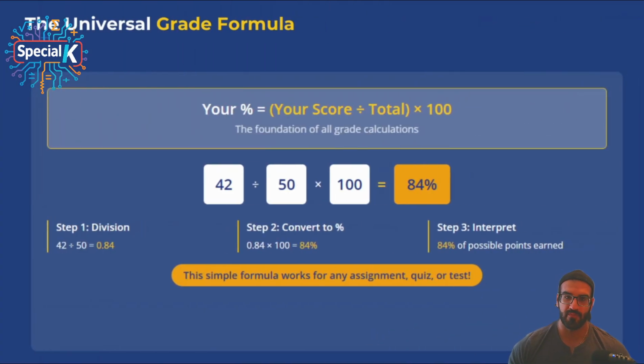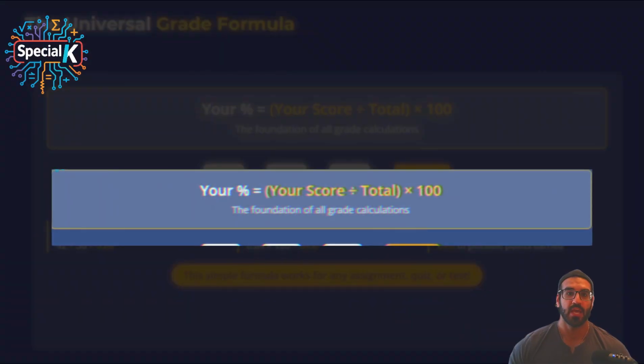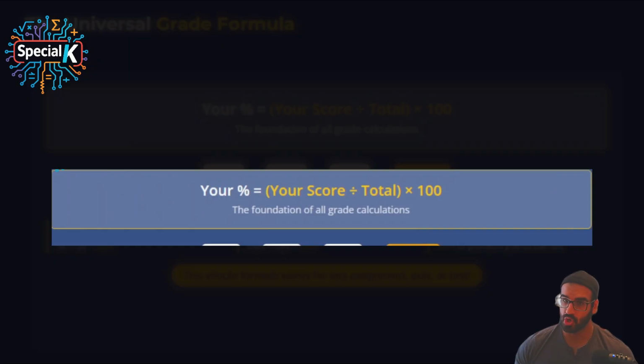So let's start with a very basic concept that you have in university or in your school or any other place. We do have a universal grade formula. It means that if you would like to find what you got from a specific course, you have a formula to do that. First of all, this formula is the simplified one. We will see in the next slide how we can deal with a more complicated one. So the formula is like this: your percentage is equal to your score divided by the total, times 100.